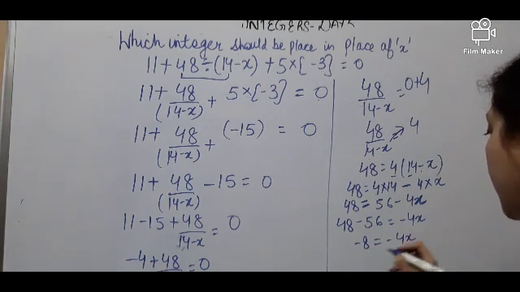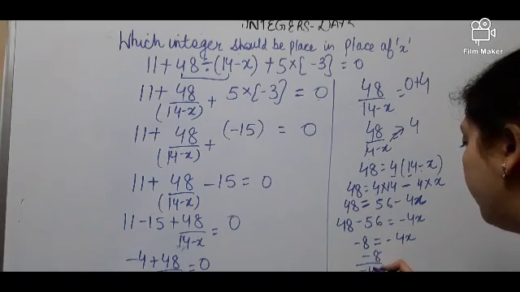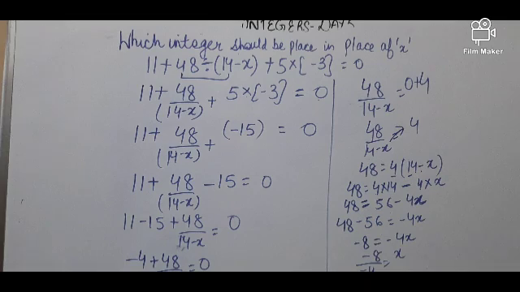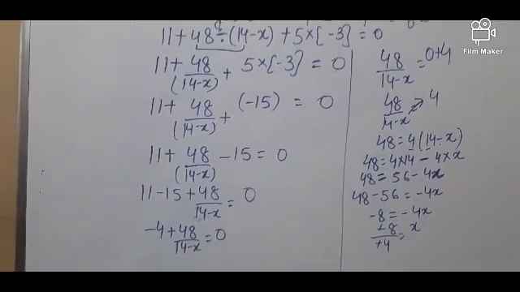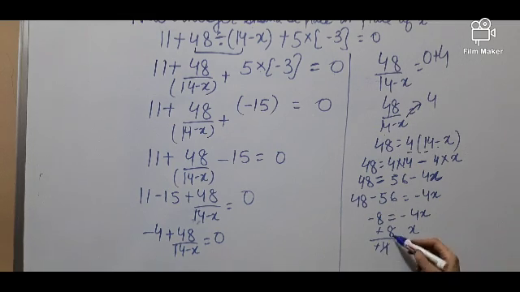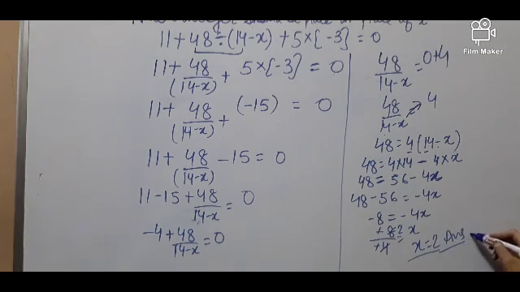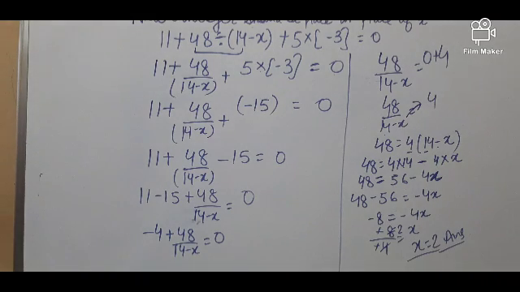Now again we will cross multiply. Minus 4 will come in the denominator, then the minus will cancel with this minus. 4 times 2 is 8. So x is equal to 2. In this way we can solve this question and find the value of x. You just have to follow the BODMAS rule, right?